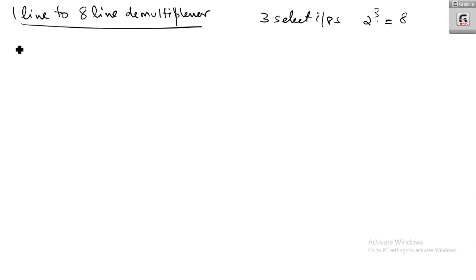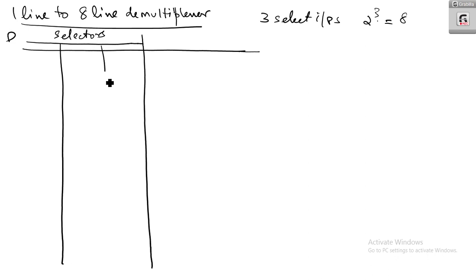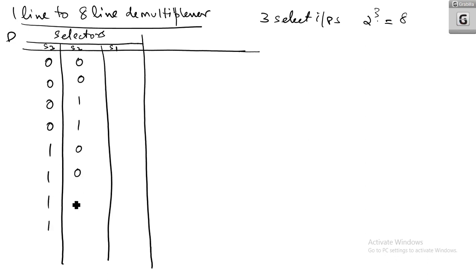Now I am drawing the truth table. So we should have 8 outputs with data input D. Okay, now so I will draw a very simplified table. So I am having 3 inputs, right? Selectors are there. So this is S3, S2, S1. So 0, 0, 0, 0, 1, 1, 1, 1, 0, 0, 1, 1, 0, 0, 1, 1, 0, 1, 0, 1, 0, 1, 0, 1. So if this is the case, what will come out? This is O0, O1, O2, O3, O4, O5, O6 and O7.